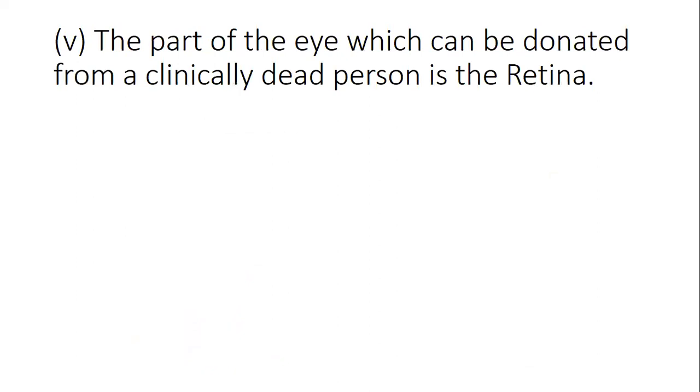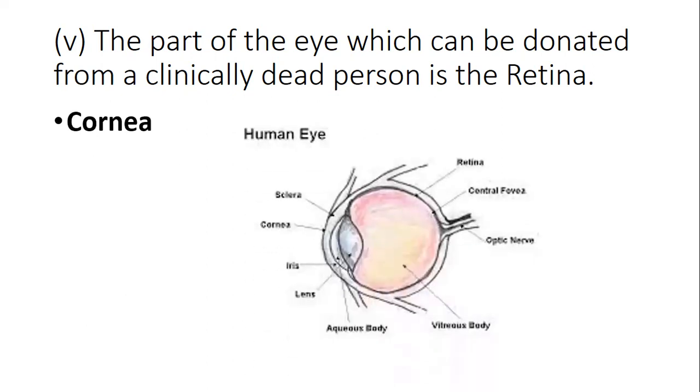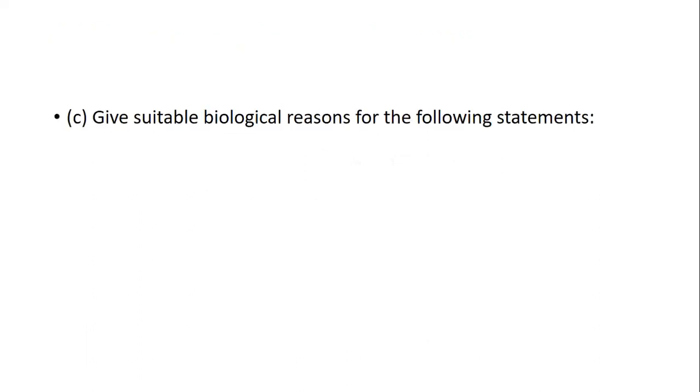Then the last question, the part of the eye which can be donated from a clinically dead person is called retina. Underline what is retina. The answer is cornea. Okay, cornea is the part that can be donated. Okay, next move to the next question.